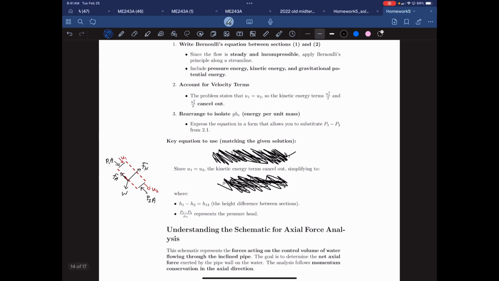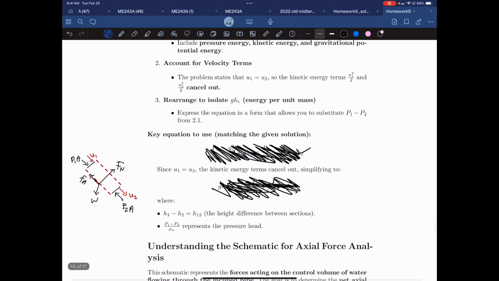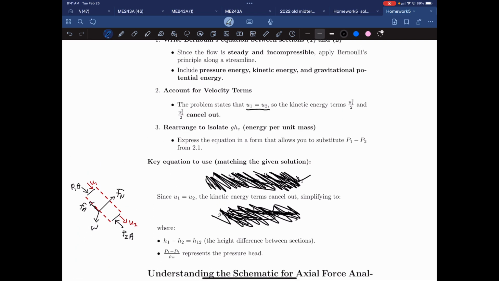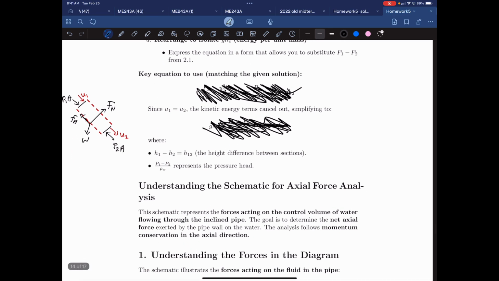Hopefully you can figure that out. We're able to cancel out terms just based on this continuity relationship where U1 equals U2, so make sure you apply that. And then we are finding for 2.1 P1 minus P2, and for 2.2, we're finding basically gh2, which is the loss between sections 1 and 2 in the general form energy per unit mass.